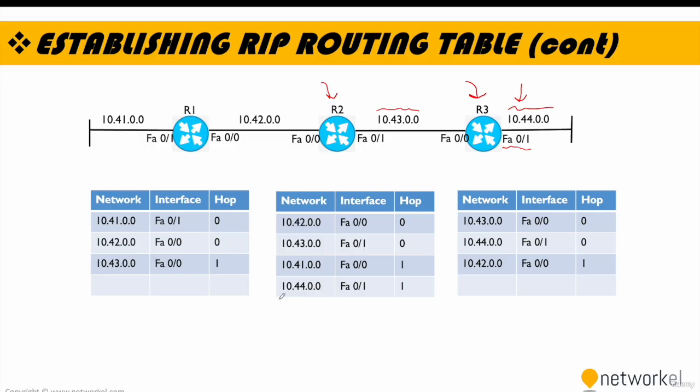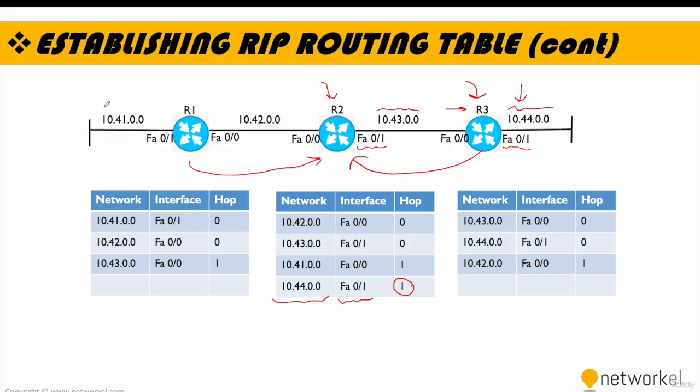Then router 2 will go ahead and install this network to its routing table, and since it's coming from router 3, how is it reaching router 3? Pay attention, it's reaching by Fast Ethernet 01, and it will install the interface as Fast Ethernet 01 and the hop count will be 1, right? Because it's coming from router 3. On the other hand, another routing update is coming from router 1 to router 2.